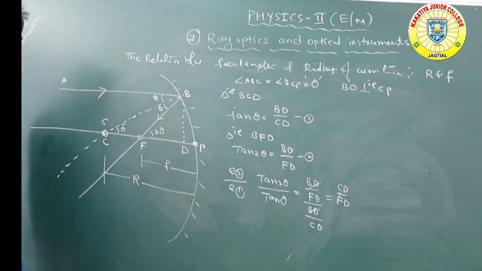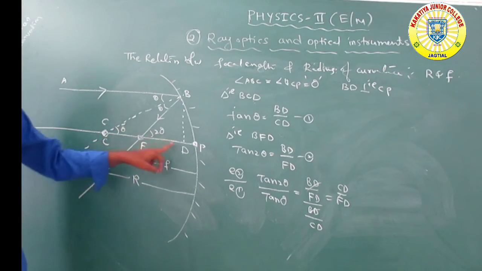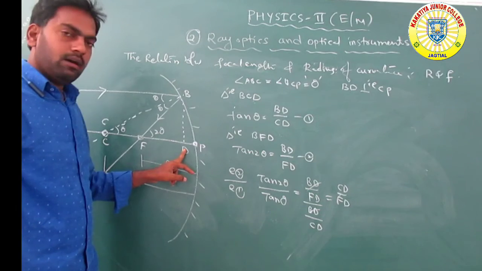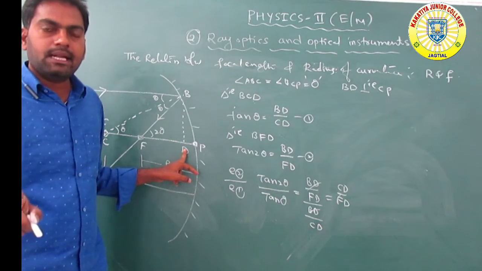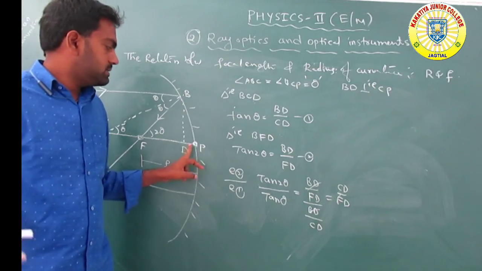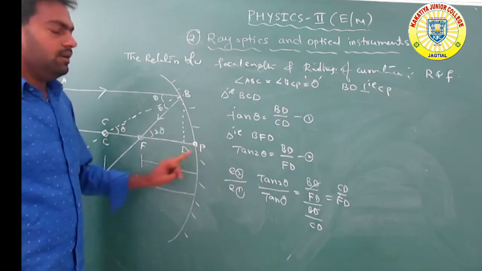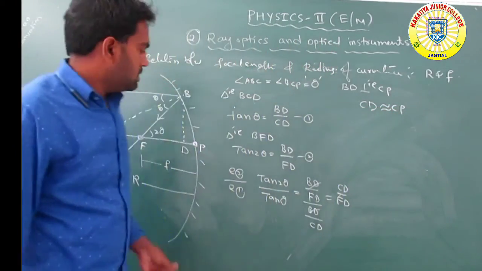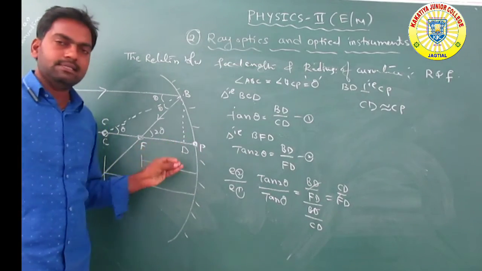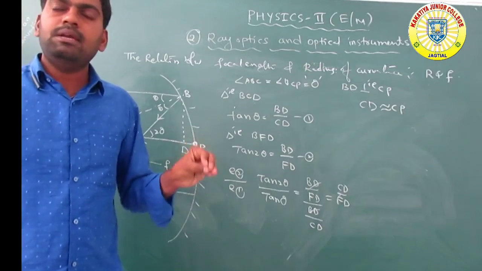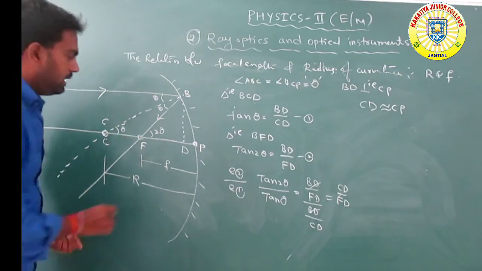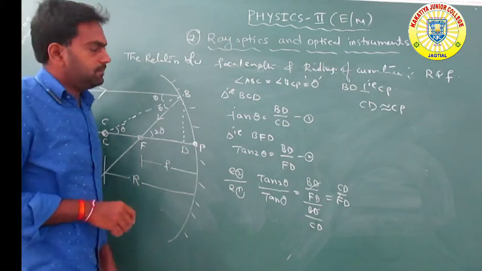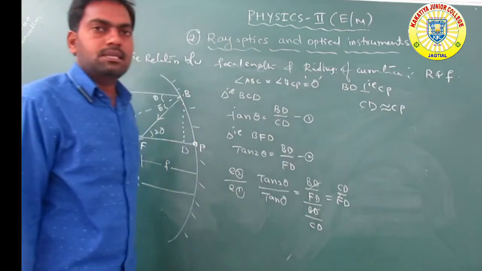Now here, CD is approximately CP, because the point D lies very close to the point P. That means CD is approximately equal to CP. Here, if we assume the length is negligible, then point D is at point P. So we can write CD as CP.